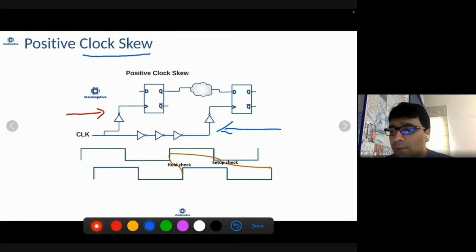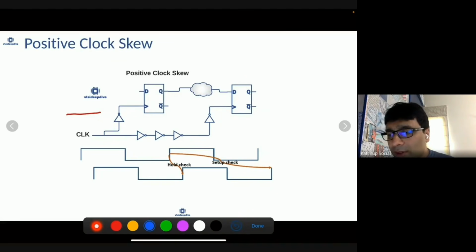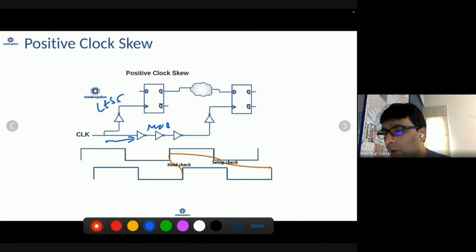Clock skew is basically the delay difference, or it is also known as latency difference between your launch of the clock and the capture of the clock. And this typically happens because of the delay element, because of the logic present in the clock path. This skew is known as positive skew in this particular case because the capture side delay, assuming capture side delay is more and this is less. So it's a positive clock skew.